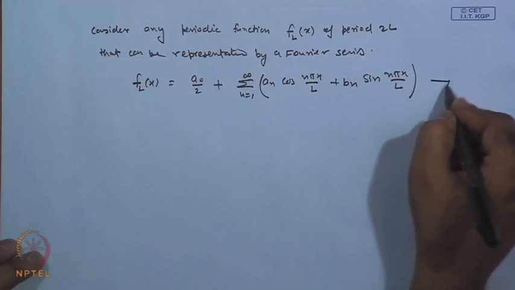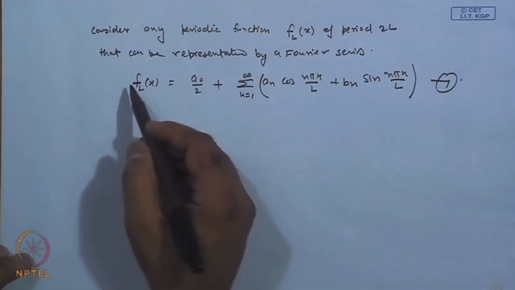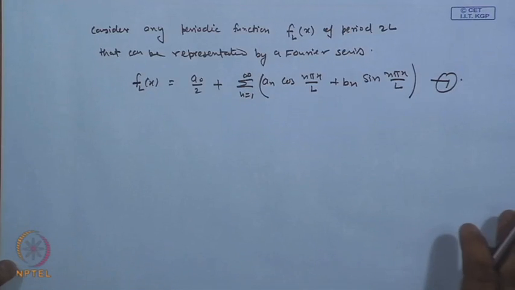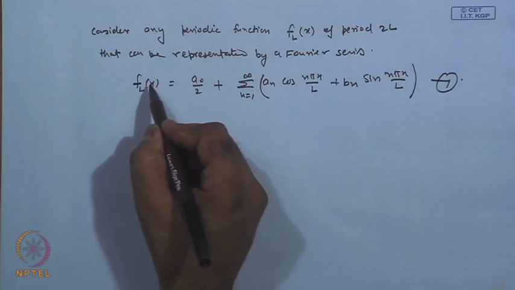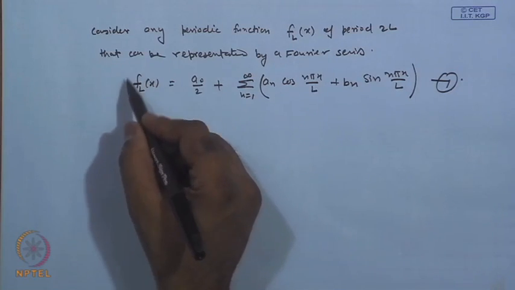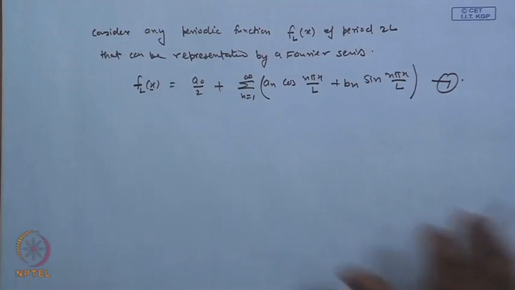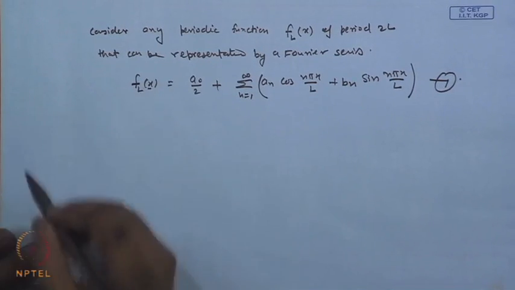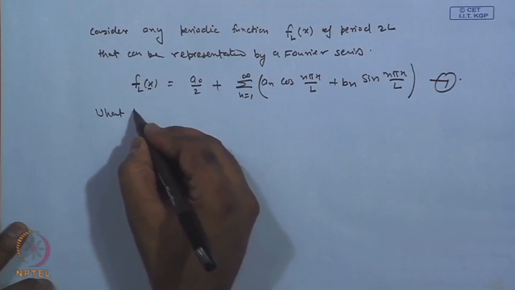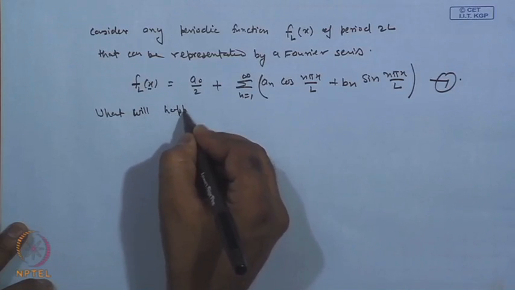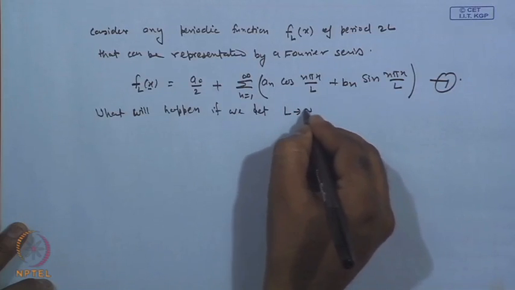We denote this function by f_L(x). In a more general case, this f_L(x) we can replace by the mean value of this function at this x. So if the function is discontinuous at x, we can have here f_L(x plus) plus f_L(x minus) divided by 2. So we can have this average value here. Now, the question is, what will happen if we let L go to infinity?